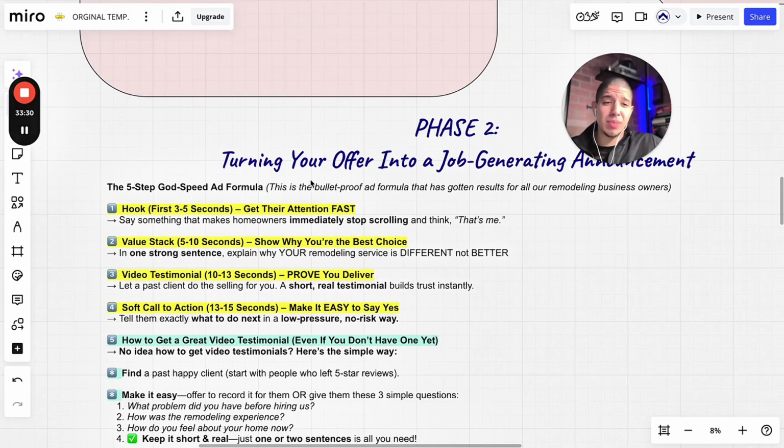Or in my case, I like to keep ads within 15 to 30 seconds, right? Value stack, 5 to 10 seconds. Show why you're the best choice. Not why you're the best, because everybody says they're the best, but show why you're the best choice for their specific pain point, their specific desired outcome, right? In one strong sentence, explain why your remodeling service is different, not better. Different is better than better. Think about that. Replay that. Let it really sink in.